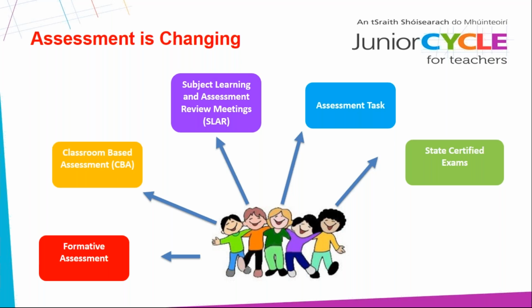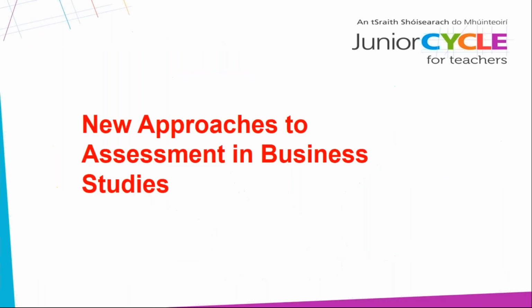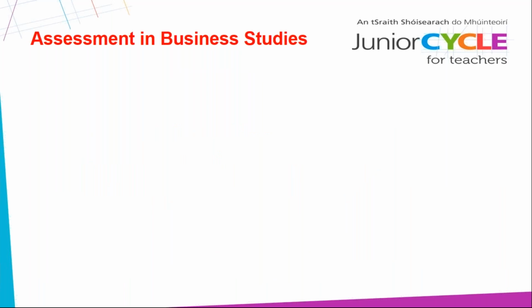The record of descriptors awarded by the teacher for each of the CBAs, together with the SEC awarded grade for the assessment task, combined with the final exam, will all be included in the Junior Cycle Profile of Achievement, or the JCPA. We will now look at the changes in assessment for Junior Cycle Business Studies.